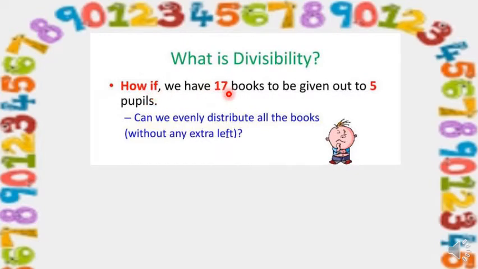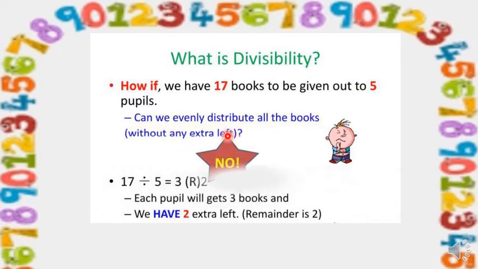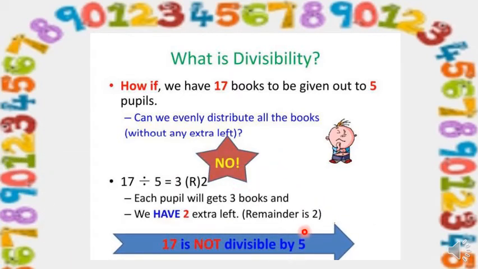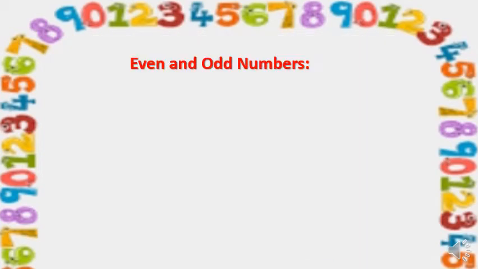Okay? Another example. If I have 17 books, can I divide them over 5 students with no remainder? 17 divided by 5 will give me 3 and remainder 2. So no, I can't divide 17 books equally over 5 students because I get 2 extra books which are remainder. So as a conclusion, 17 is not divisible by 5.